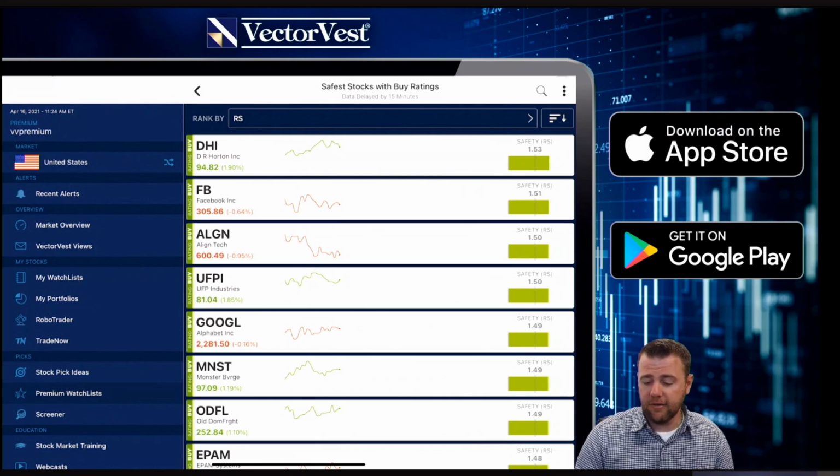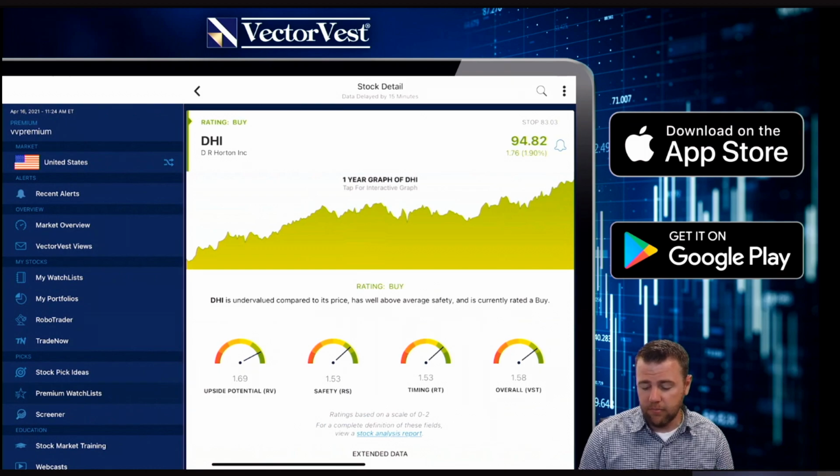So let's take a look at some of these. We already looked at DR Horton. Just to go over the quick analysis, it has great long-term potential, has less risk associated with it. It's in a really nice, strong uptrend. Overall, the stock's favorable. Look at that. In less than 10 seconds, I analyzed a stock. You can do the same utilizing the mobile app here.